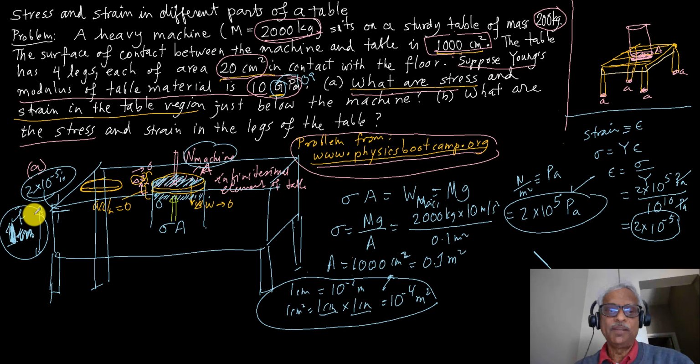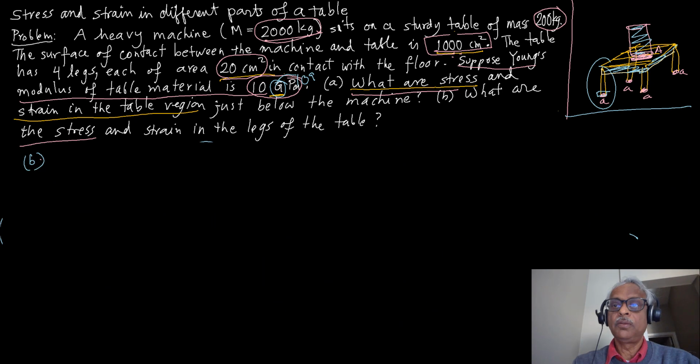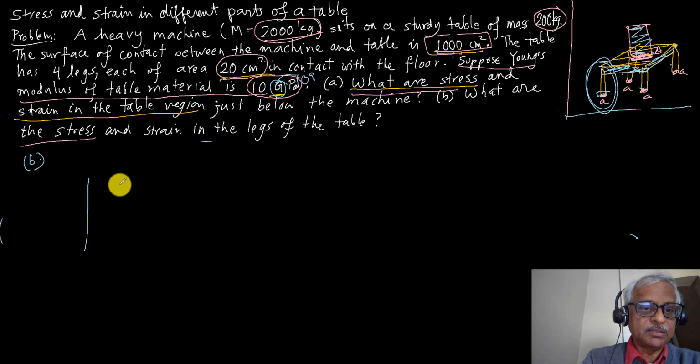All right, how about part B? Okay, so part B, we're going to look at one of the legs, because all 4 legs are in a similar situation. So let's look at just a little bit of an expanded view. This is one of the legs, and this is where the floor is.